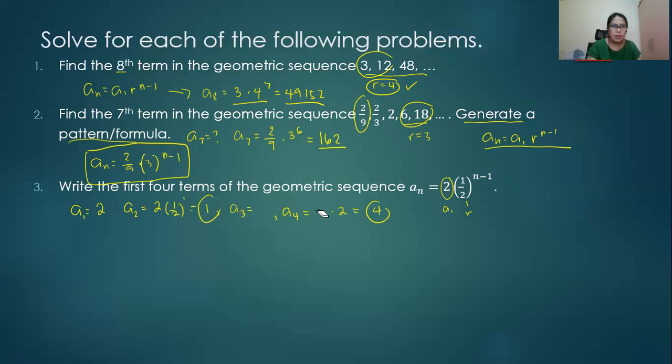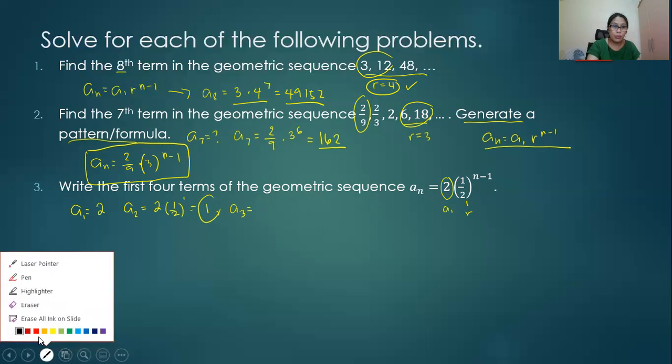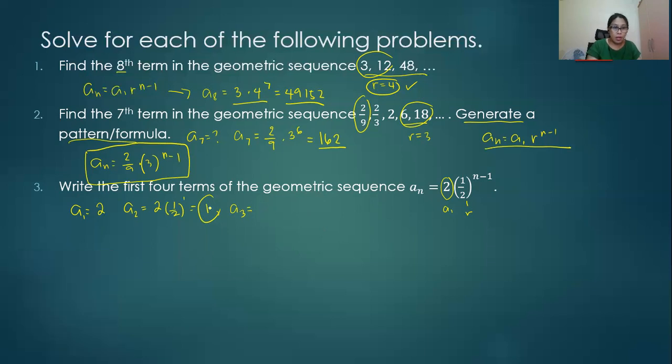Okay. Let's go back with a sub 3. So the ratio is 1/2, not 2. So this is correct for a sub 2, but a sub 3 must be 1 times 1/2. So this is 1/2 for a sub 3. And then a sub 4 is 1/2 times 1/2. So it has to be 1/4. So the first four terms of this sequence are 2, 1, 1/2, 1/4. Okay.